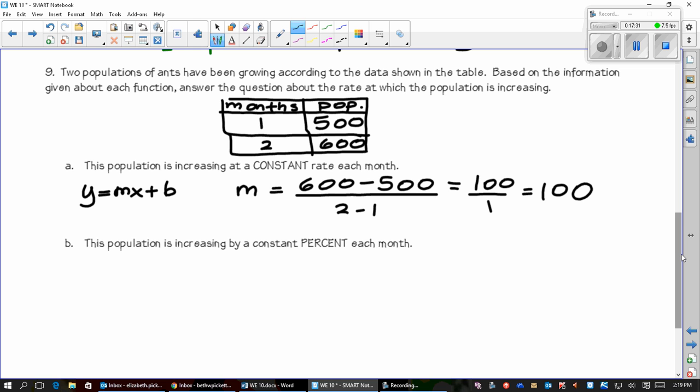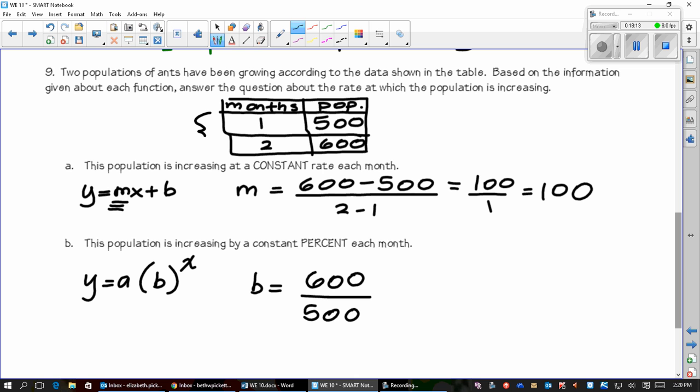The population is increasing by a constant percent each month. If you're growing by a percent every time, that leads us to an exponential function, y equals a times b to the x. Well, in the case of the linear function, in order to find how much it grew by, we knew it was increasing by a certain amount, so we went backwards and subtracted. Well, if it is an exponential function, we know we're multiplying by the same amount each time. So the way that we're going to do that is go backwards and divide. So let's do 600 divided by 500.